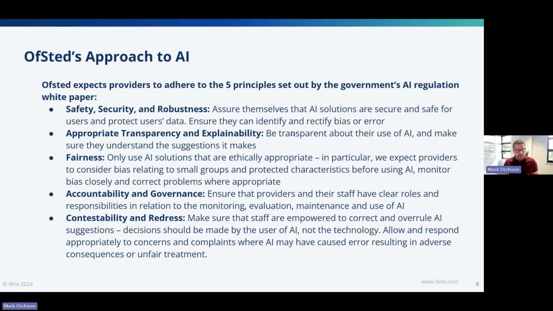So when you look at the principles and you think about them through the lens of the EU AI Act, they are actually incredibly similar. It's just that they aren't as defined.